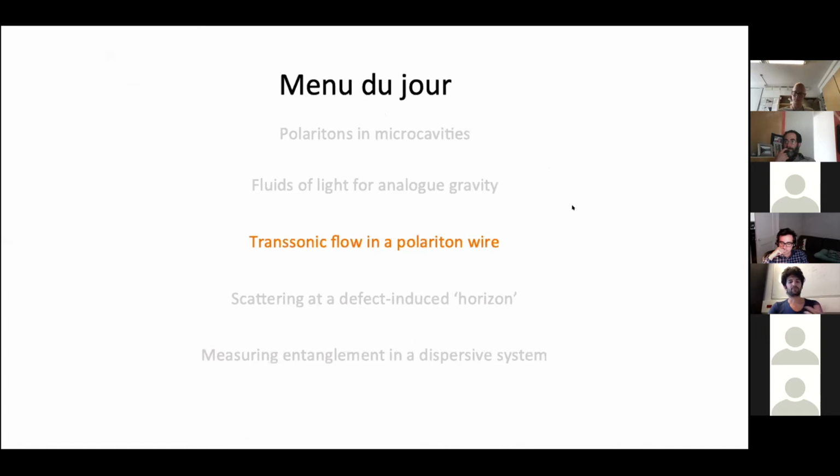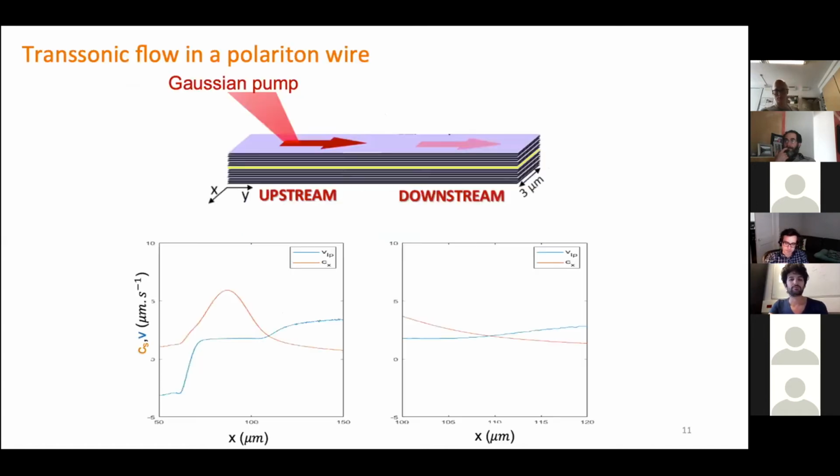Okay, but what I want to talk about today is really one-dimensional flows. So again, we have our sample with the quantum wells here shown in yellow in the middle. And I pump the sample with a Gaussian beam. This beam has a small angle, a small k, whereby the flow of the polaritons is in this preferred direction along increasing y.